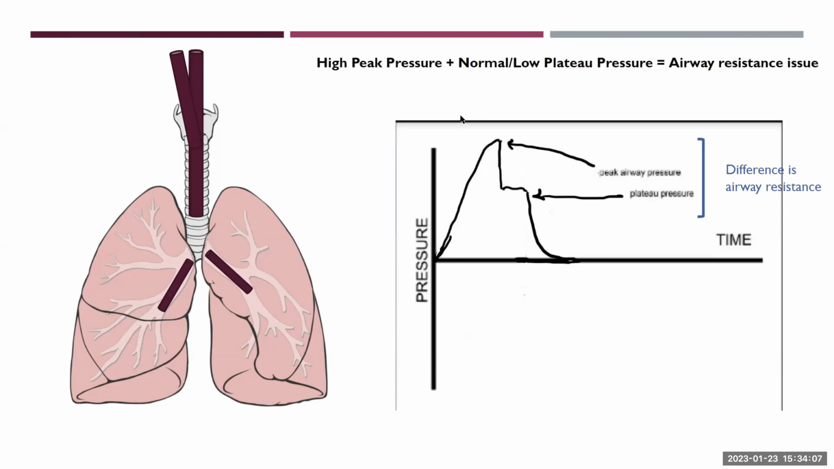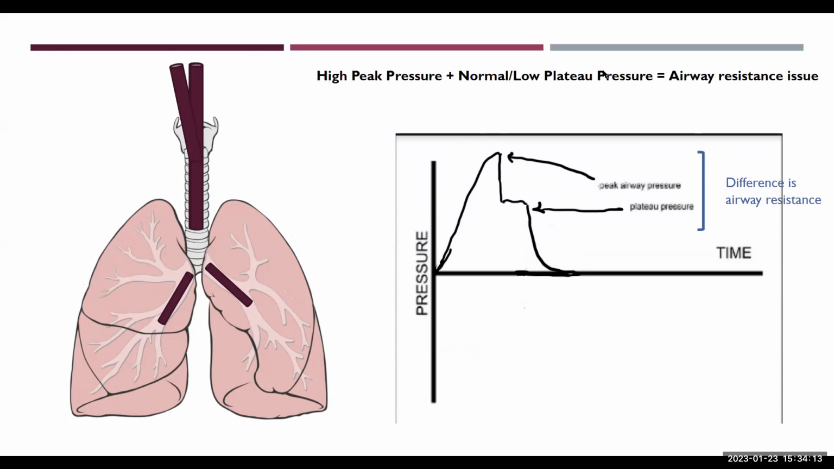So the big summary out of this one is knowing that high peak pressure with low or normal plateau pressure equals an air resistance issue.